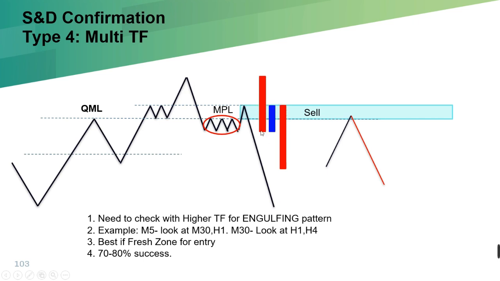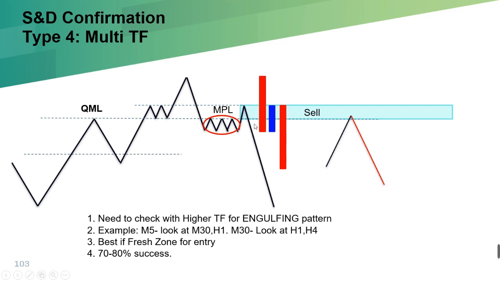So this is a fresh zone by itself in a higher time frame, so there is a higher possibility the price will reject from this area. So you switch to a higher time frame and look for an engulfing pattern. It may also be resistance becoming support, RBS, which will also happen something like this. If you're looking at M15 or M5, you switch to M30 or H1 to check for this type of pattern. And if you're in M30, look at H1 or H4.